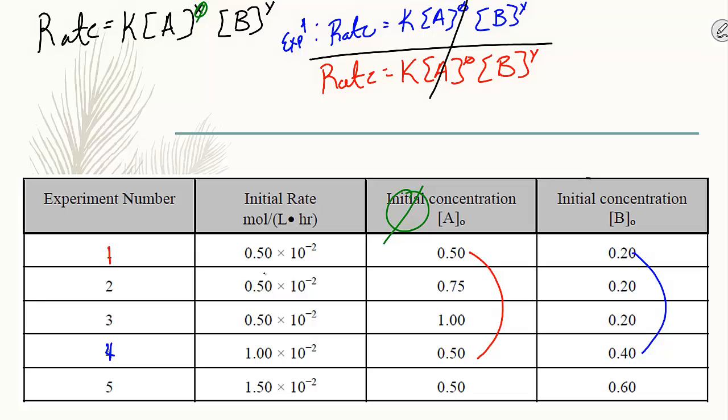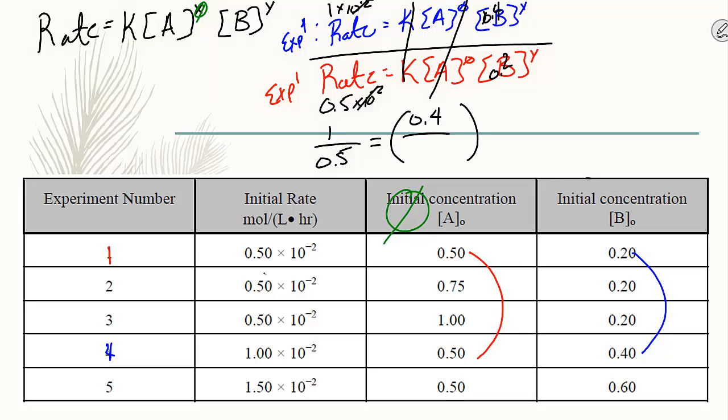A raised to the 0 is going to cancel out regardless of what we put in A, and the constant, by definition, is constant. So we really end up with the rate of experiment 4 over the rate of experiment 1. So 1 times 10 to the minus 2 over 0.5 times 10 to the minus 2 equals the concentration of 4, 0.4, over the concentration of 1, 0.2. So 1 over 0.5, the times 10 to the minus seconds cancel out, equals 0.4 over 0.2 raised to some value. 1 divided by a half is 2, and 0.4 divided by 0.2 is 2. So 2 equals 2 raised to some value. That value has to be 1.